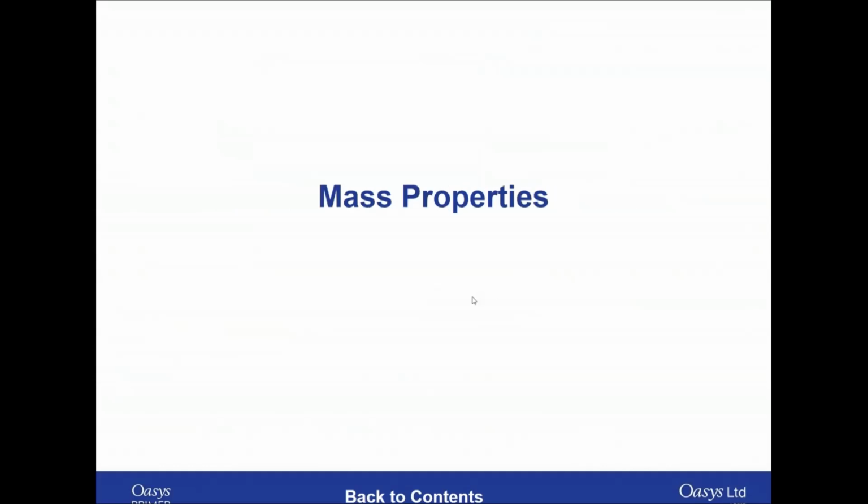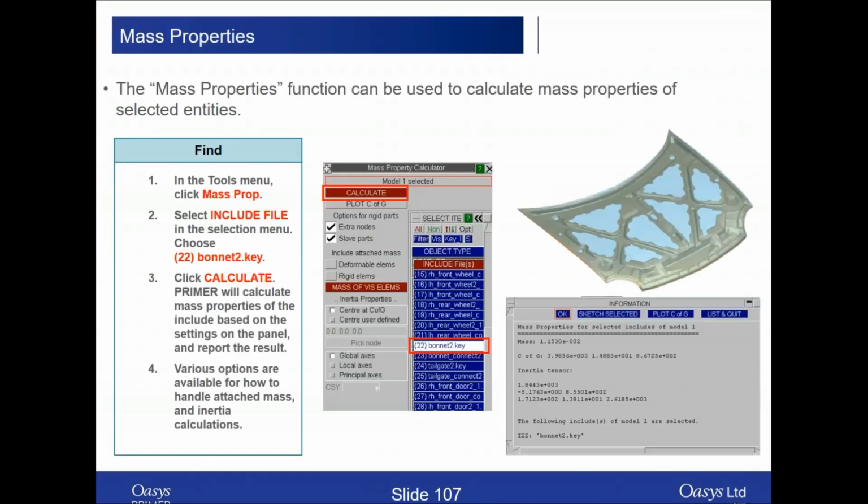There's various tools for investigating and creating mass. So mass is obviously something that is important in LS-DYNA models, and you often have to investigate and check the mass on parts or groups of parts and assemblies. So there's a generic mass properties tool that's under tools, and that allows you to select some entities, and Primer will calculate the mass of those entities and report the mass, C of G, and inertia of whatever entities you have selected.